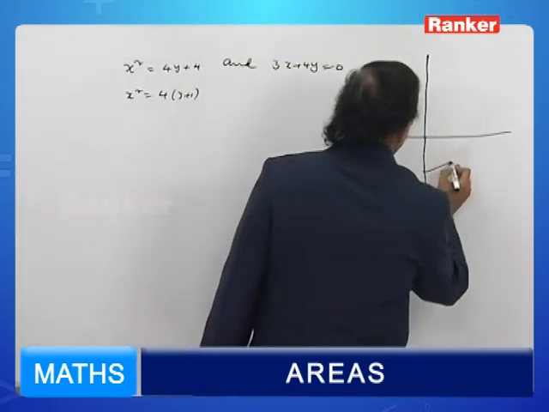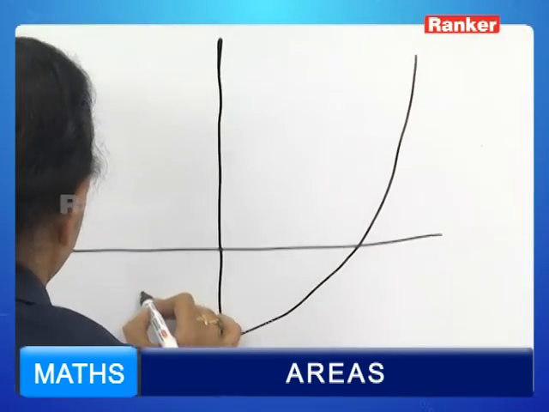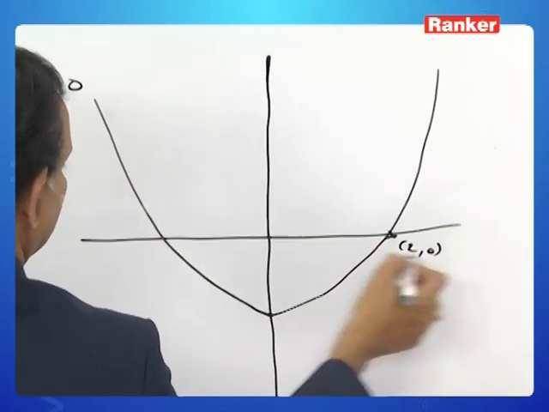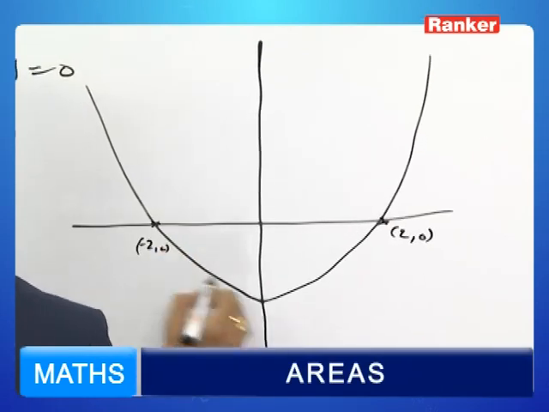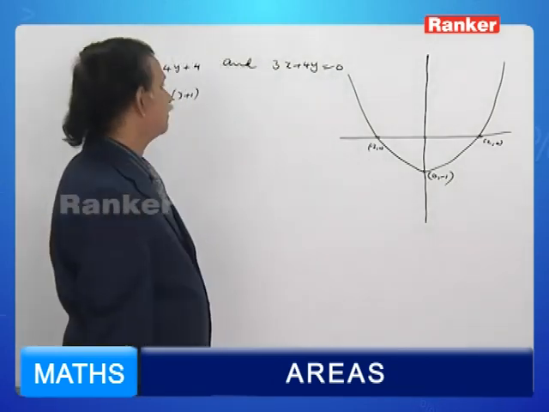Hence, this is the parabola. This is 2, 0. This is minus 2, 0. This is 0, minus 1. This is about x square is equal to 4y plus 4.